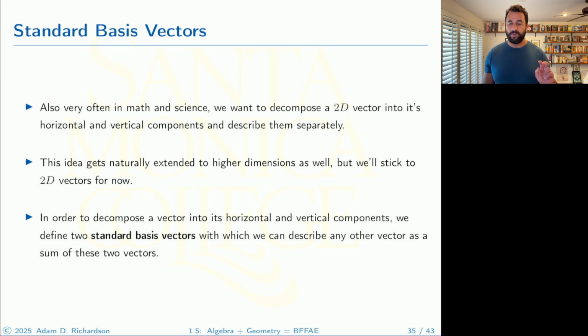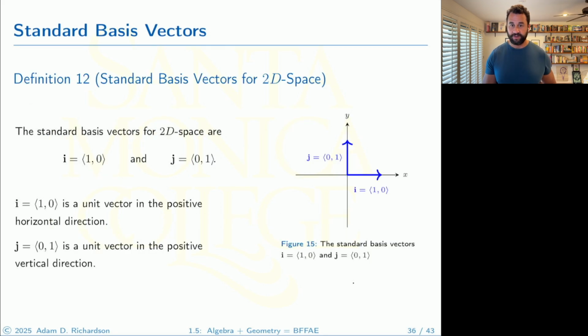So how do we do it? If we want to decompose a vector into its horizontal and vertical components, we want to define 2 standard basis vectors. Here's how we do it. These are the standard basis vectors for 2-dimensional space. We denote one of them by a bold i, and it's the vector 1, 0. And the other one is a bold j, and it's the vector 0, 1. Here's a picture of what they look like. So here's the vector i, and here's the vector j.